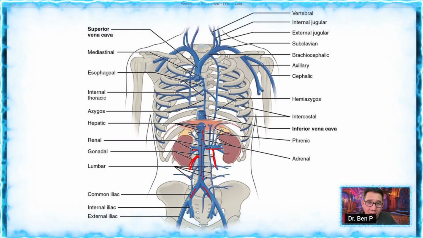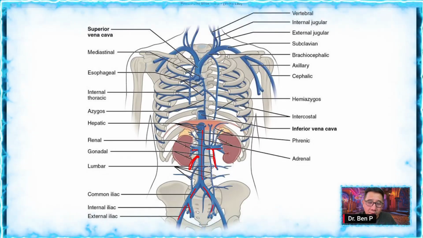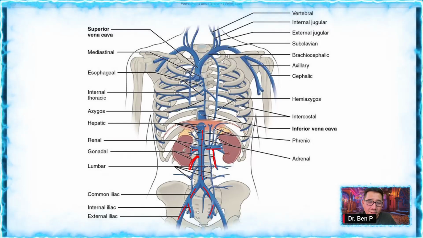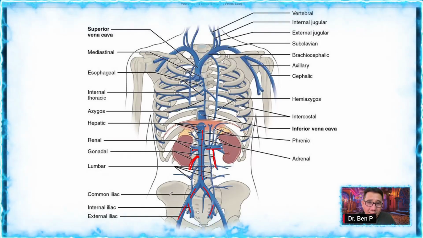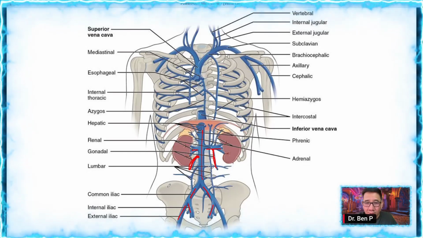You also have this split into the common iliac, right? The common iliac again splits into the external and internal. The internal goes to feed your groin, draining blood from your groin area back to your heart. The external iliac goes down, draining blood from your legs up to your heart. Okay.